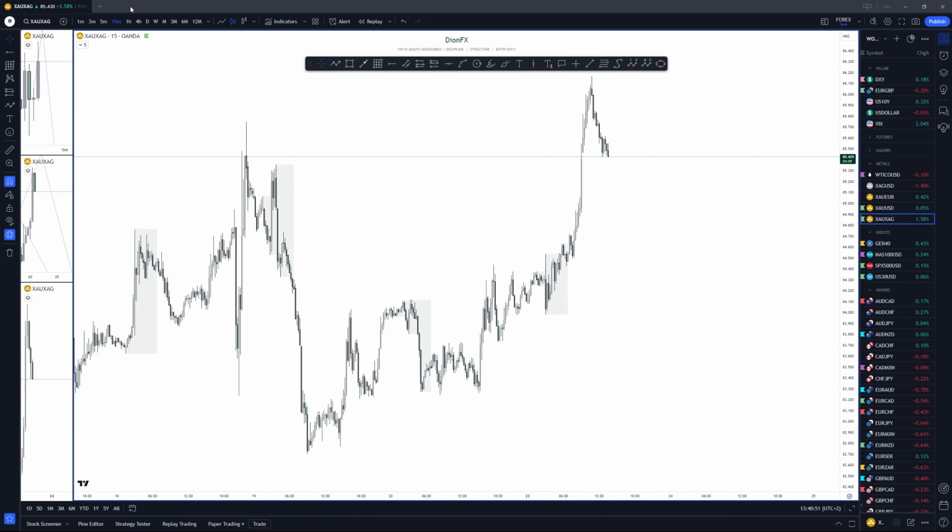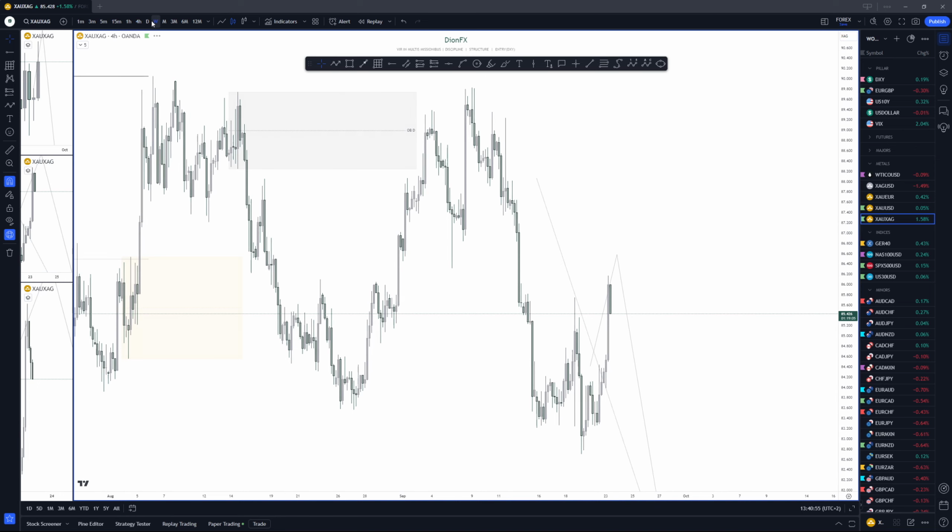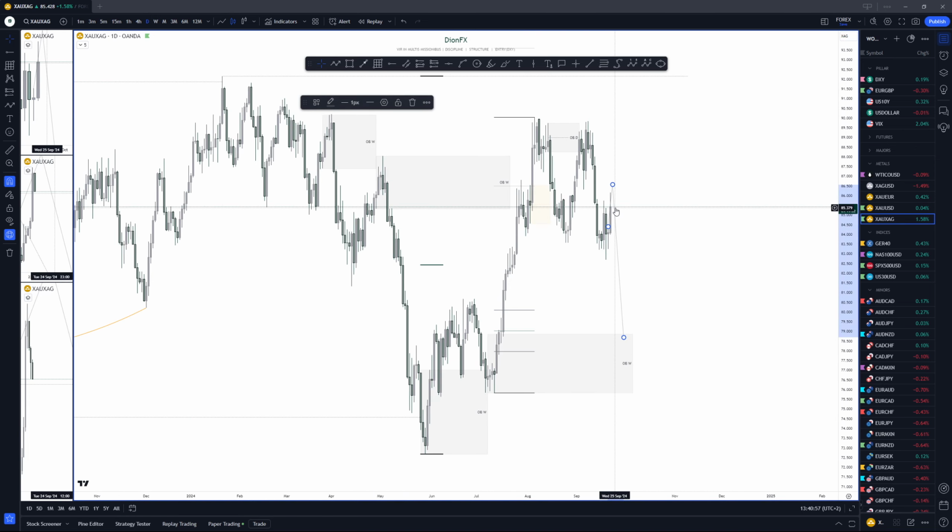Gold, silver, let me check this one too. Yeah, I'm expecting sells on the high time frame, on the daily time frame. Yeah, around here I'll be expecting sells.